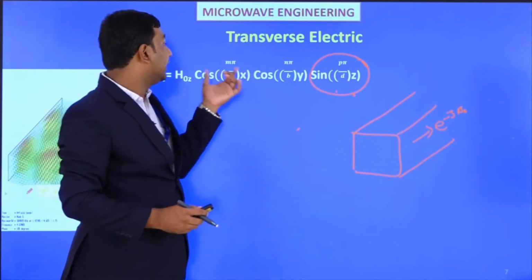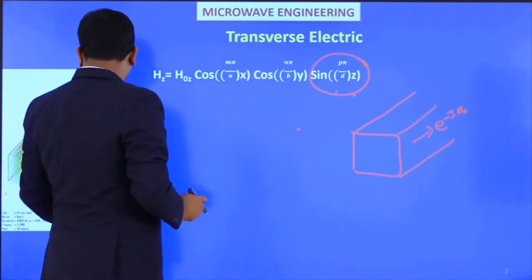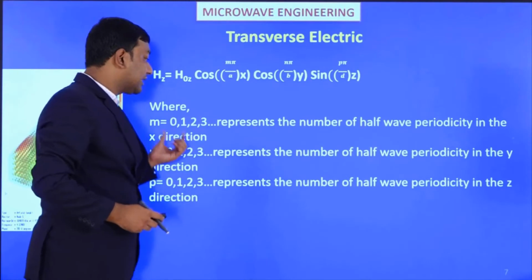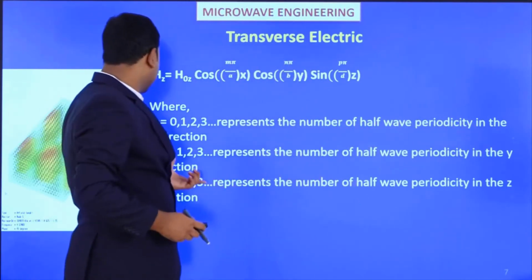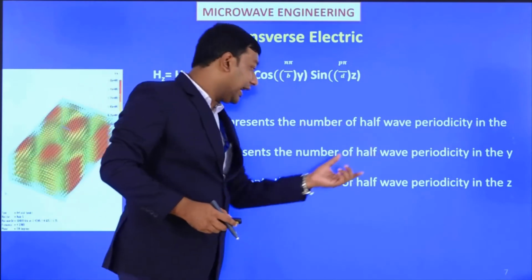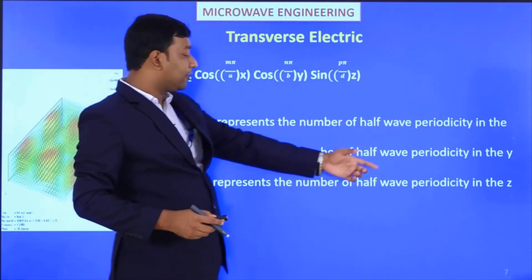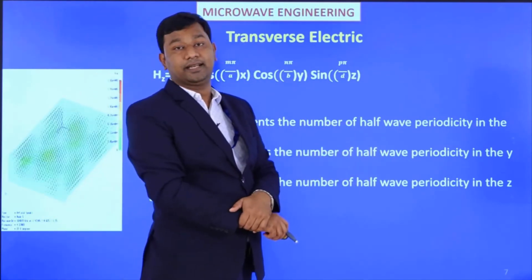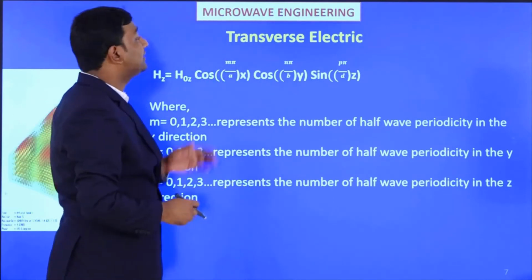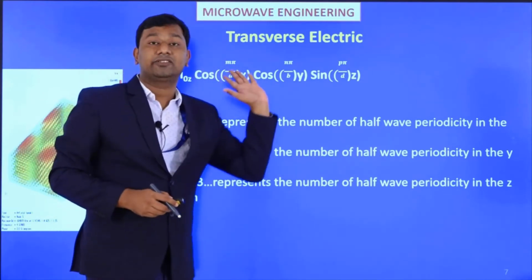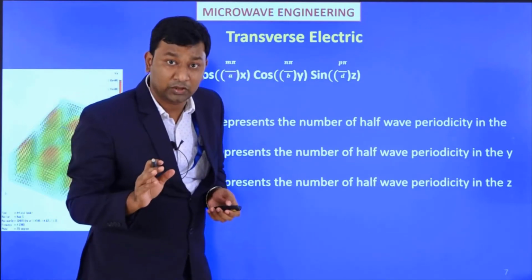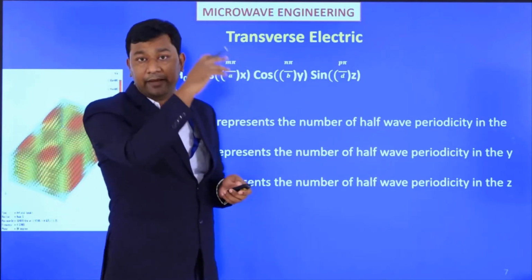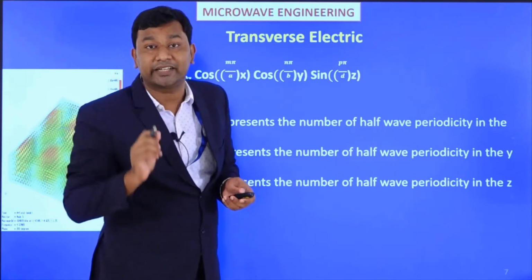Here also, m and p, we can consider the same things. M represents the number of half-wave periodicity in the x direction. Similarly, n is in the y direction, and p is the half-wave periodicity in the z direction. Now we'll see the transverse electric as well as transverse magnetic. Now we'll find out its resonating frequency. So it acts as a resonator type, which resonates at a particular frequency.